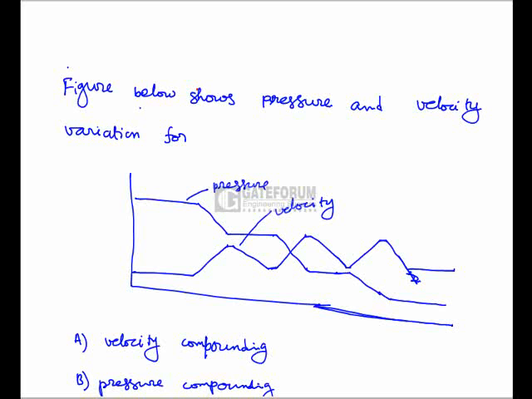The next question shows pressure and velocity variation for a turbine. So here the pressure and velocity variations are given. We will have to find out whether it is velocity compounding, pressure compounding, or pressure-velocity compounding. So it is a pressure compounding turbine. The given variation represents pressure compounding. So in the options, the right option is B. B is the right answer.